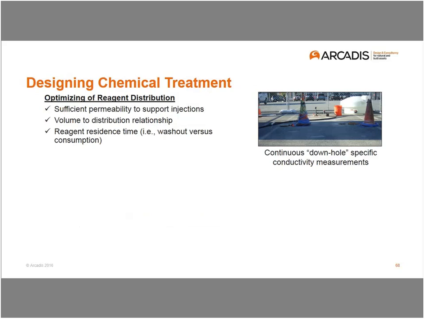So now we're going to talk about some of the design parameters that influence that strike zone, and the first is optimizing the reagent and distribution. On the right there, we show a picture of a highly saline injection that we were doing where we were using continuous downhole specific conductivity measurements to confirm the volume to distribution relationship. Volume to distribution relationship is defined as the injection volume that you need to achieve a working strength solution at the targeted radius of influence from your injection well.